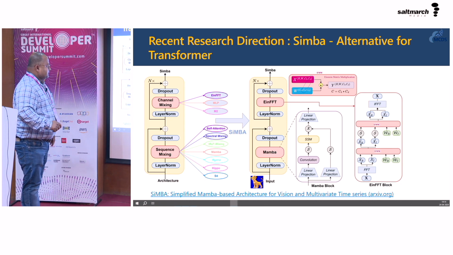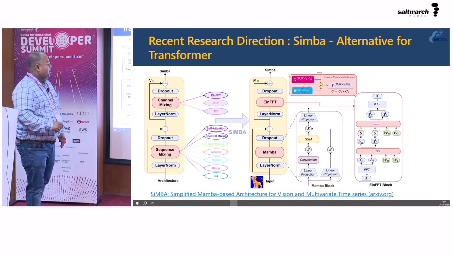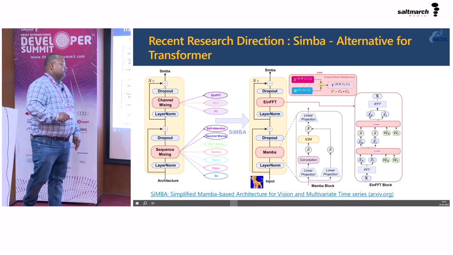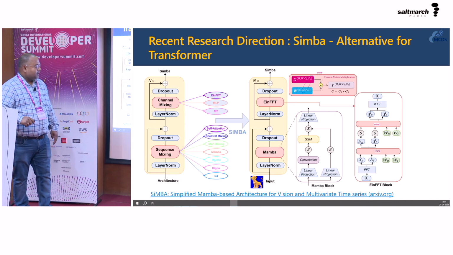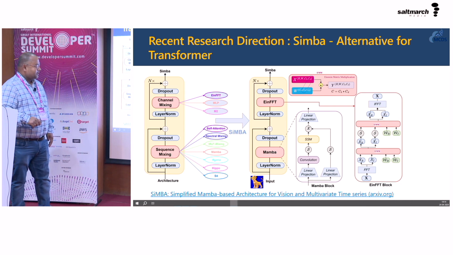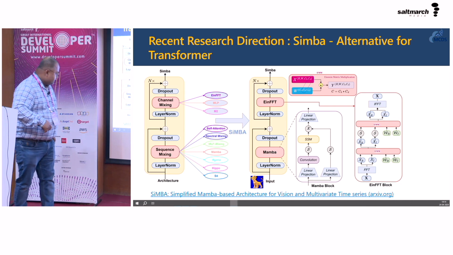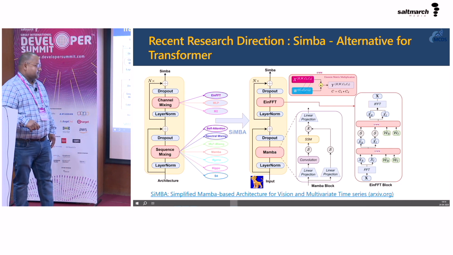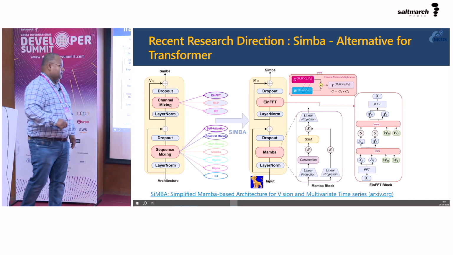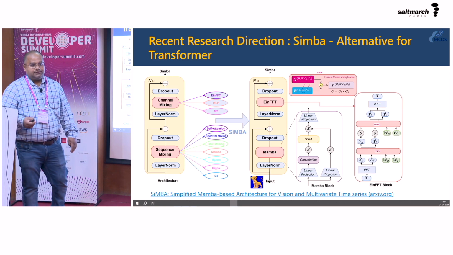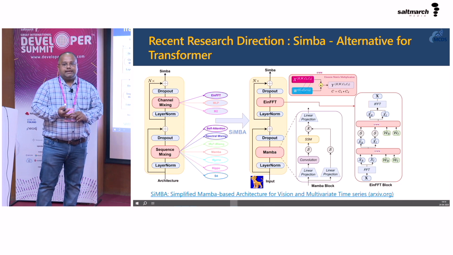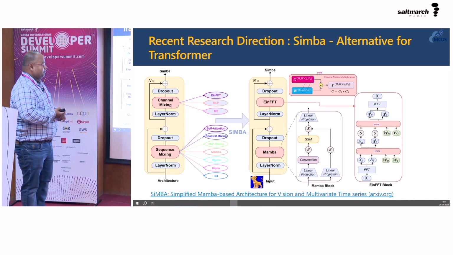So, Simba uses Mamba for the sequence mixing and, in the channel mixing, the Einstein fast Fourier transform, the fast Fourier transform for channel mixing. And there is no need to go into the details, it is already in this paper, the simplified Mamba architecture for long-term multivariate time series. For any kind of time series and RNN task, it is more effective.